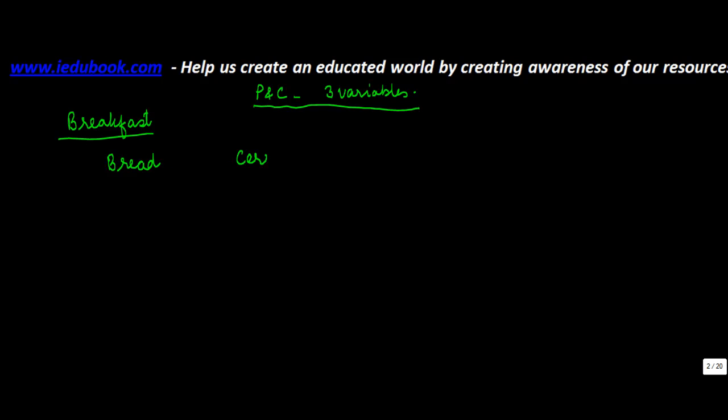Now from two variables, let's move to the case of permutation and combination with three variables. Let's take the case that you're going for your breakfast, and there are three elements. One is bread, the other one is the cereal, and the third one is drinks.